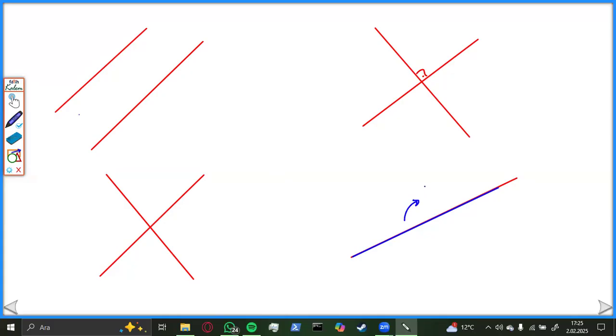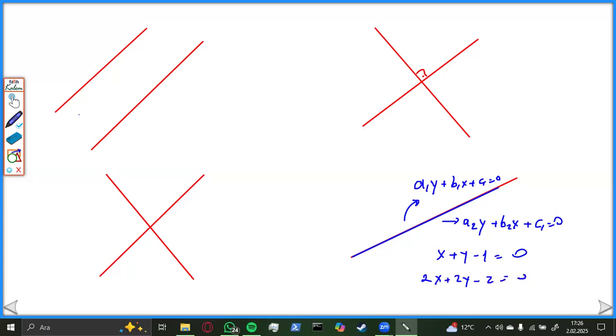Assume that we define it as a1 times y plus b1 times x plus c1 is 0. And also you can check it as a2 times y plus b2 times x plus c1. Actually, as you remember, this is the same line, but sometimes you can define it by using different coefficients. So, for instance, assume that your equation is x plus y minus 1 is 0. You can also see it as 2x plus 2y minus 2 is 0. Actually, these are the same lines, but you may not realize.